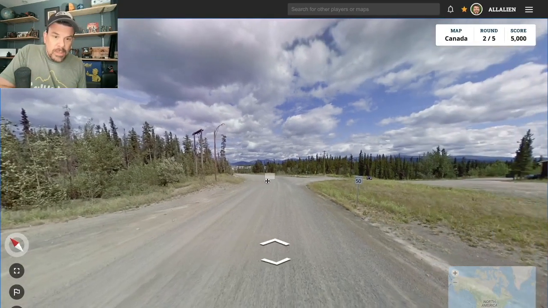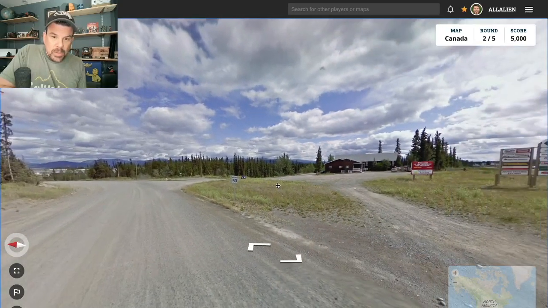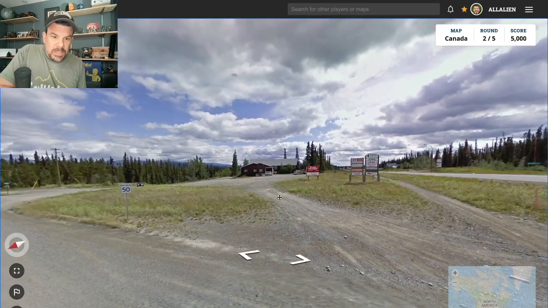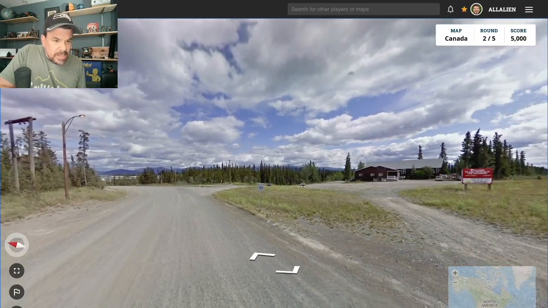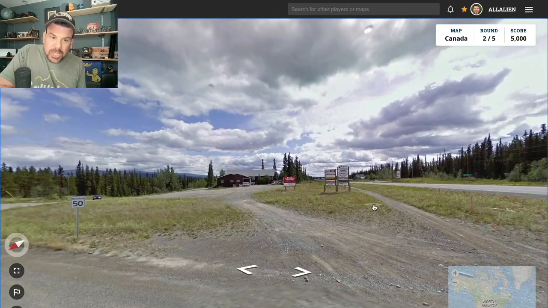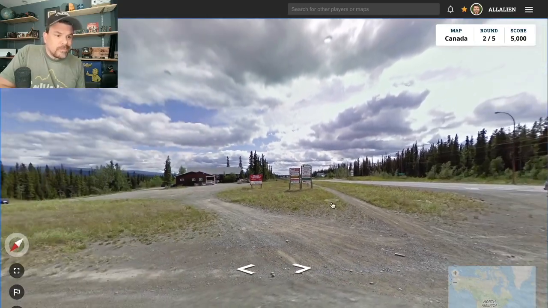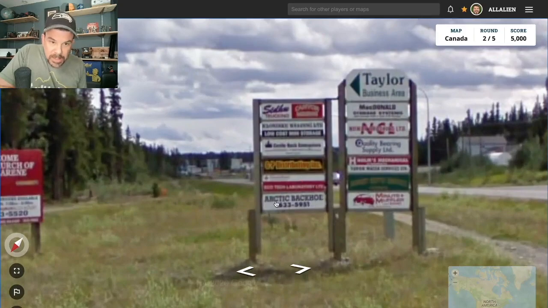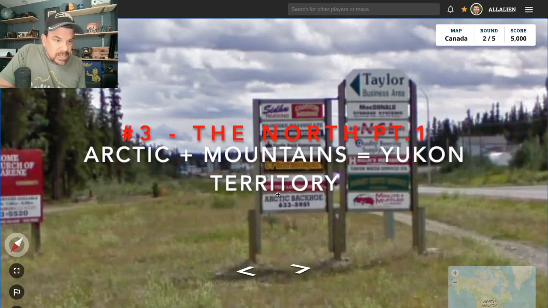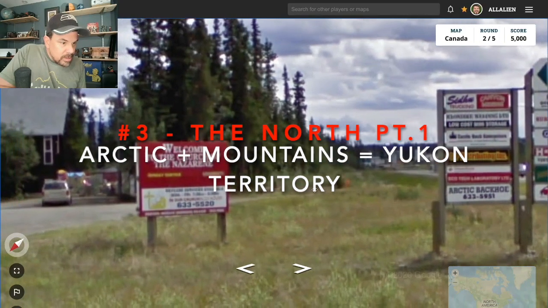Okay, now this is encouraging, and that sign's certainly going to help us. Now we've got mountains. This could be British Columbia. This could be Alberta. It could be the north. It could be Yukon, especially now that I see things like Arctic. That's a good clue that we're up in the north.